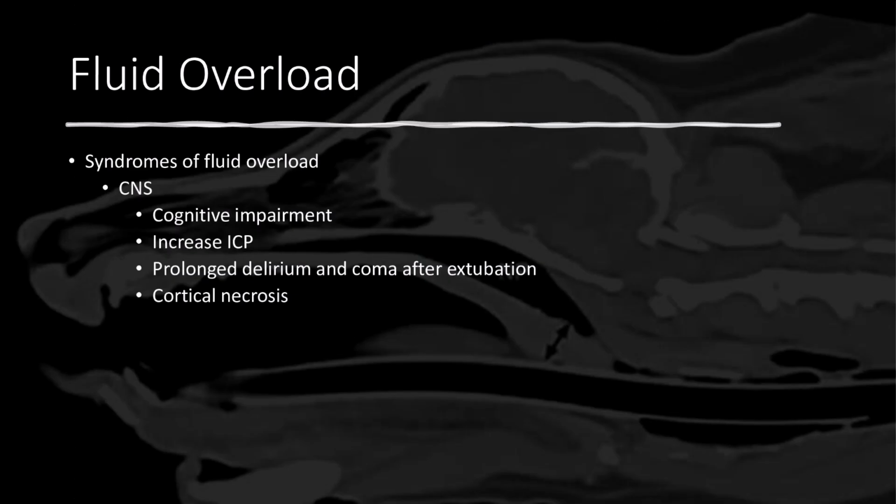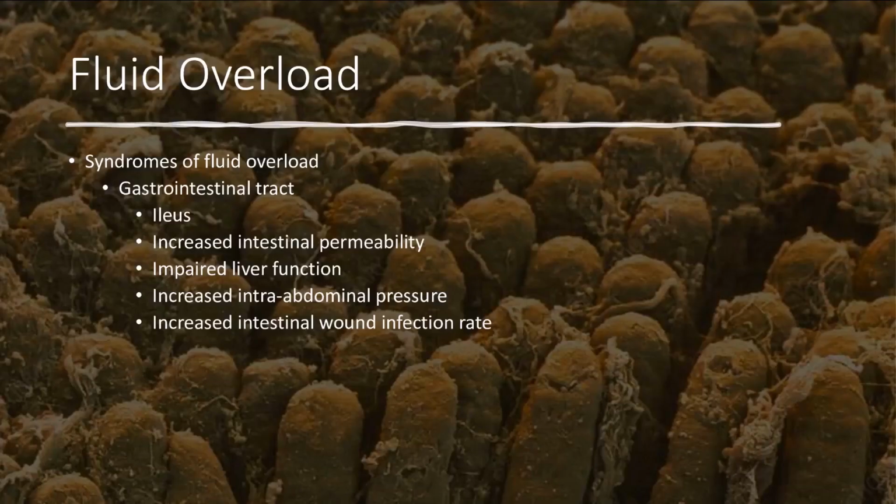In terms of the brain, when that gets too much fluid, we get cognitive impairment and an increase in intracranial pressure. You might find your patient's pupils become small and poorly responsive, or dilated and poorly responsive. Patients, if they've been anesthetized for whatever reason, maybe you're doing surgery for source control, might take a long time to wake up from their anesthetic, or they may be delirious. They may have evidence on CT or MR of cortical necrosis.